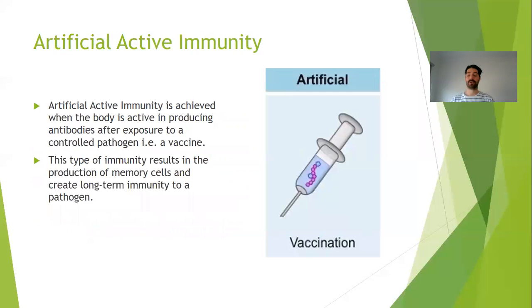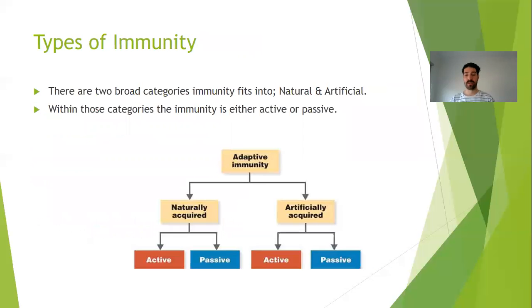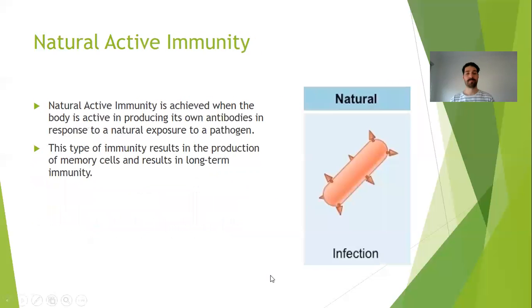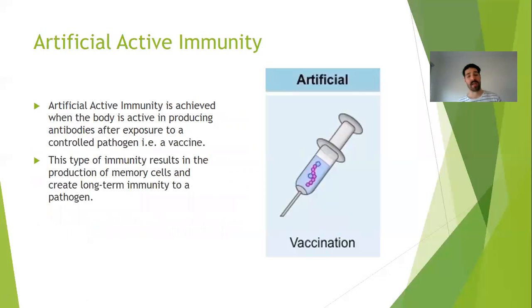The third is artificial active. So again, on our branch, we're looking at artificial active. Artificial active is when our body produces its own memory cells and produces antibodies after exposure to a controlled pathogen, in other words, a vaccine.